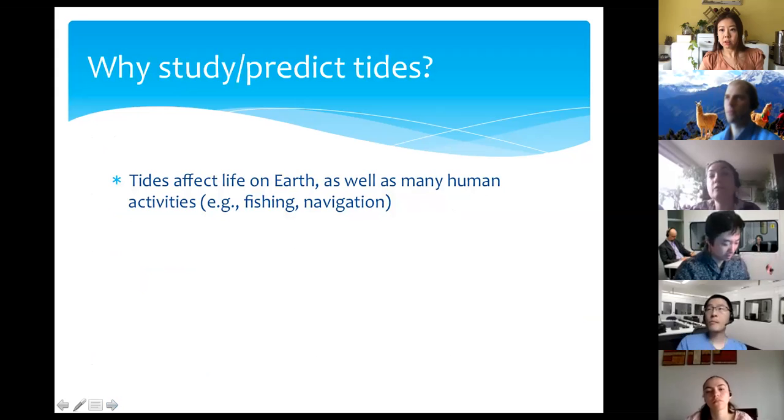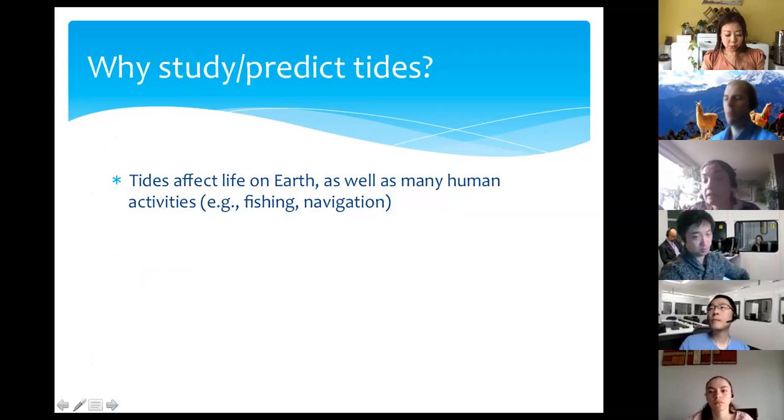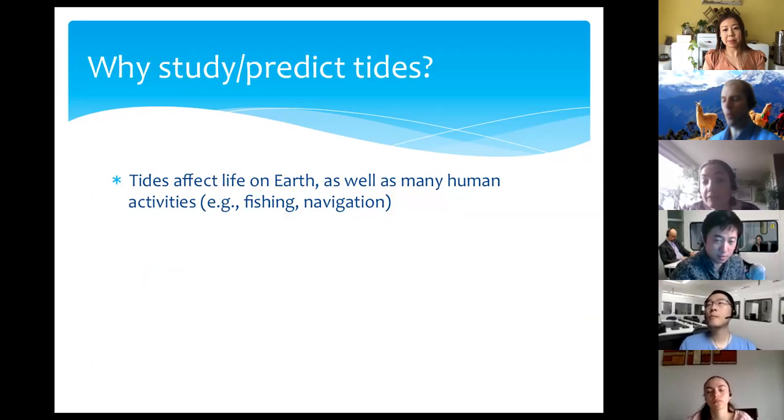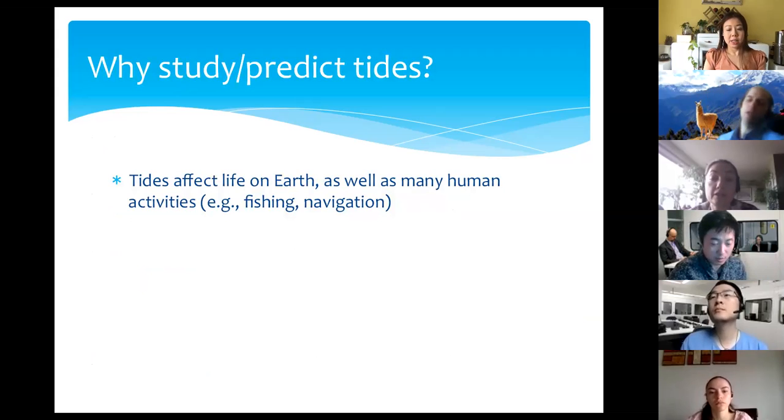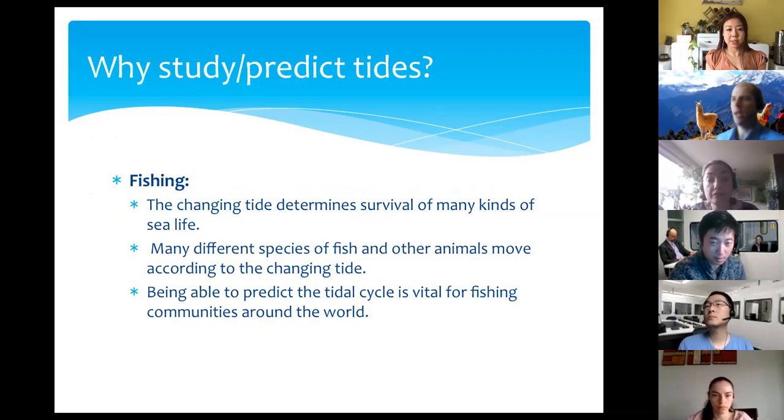The question is, why are we so interested in tides, and why is it important to predict them? As I said, tides affect life on Earth, as well as many human activities such as fishing or navigation. Oceans have approximately 2 tidal shifts per day. So there are 2 high and 2 low tides every day. So semi-diurnal would be the most common pattern.